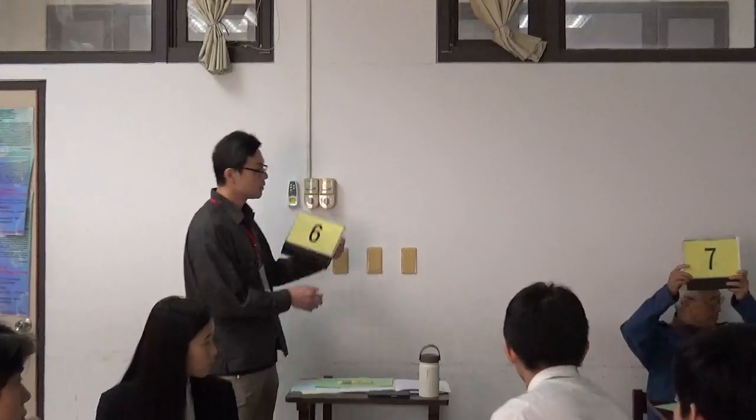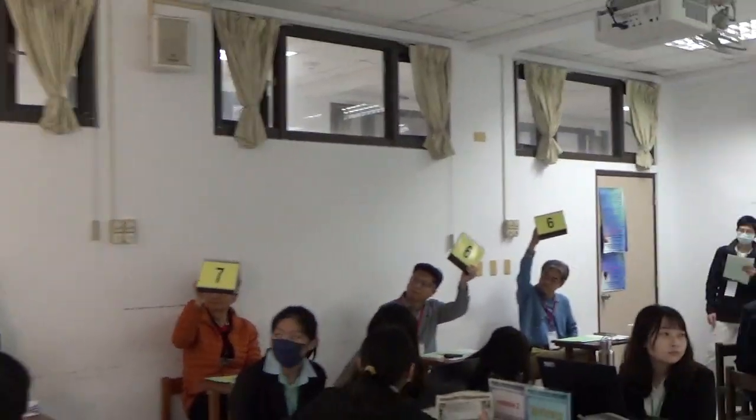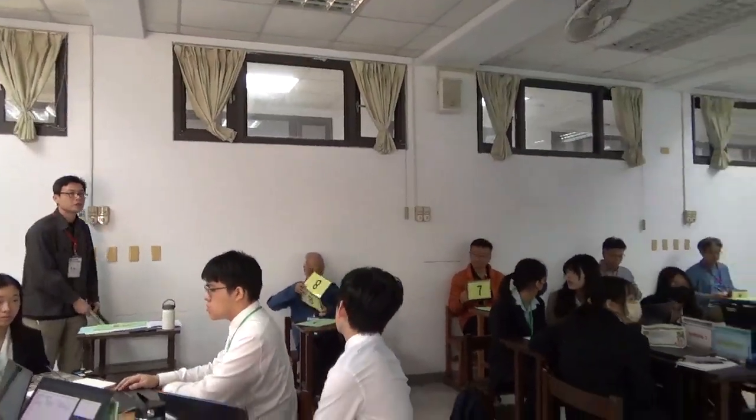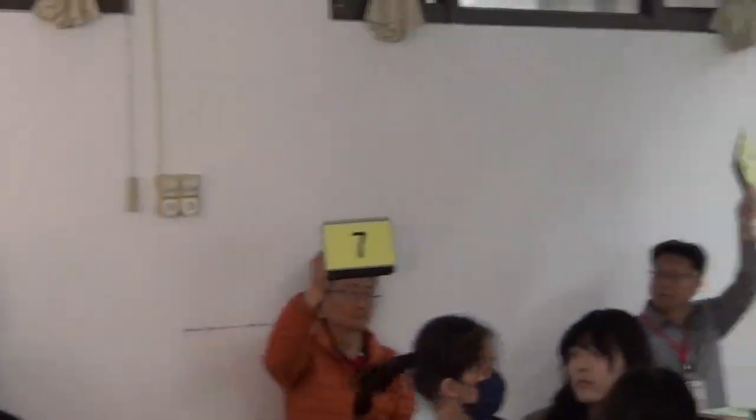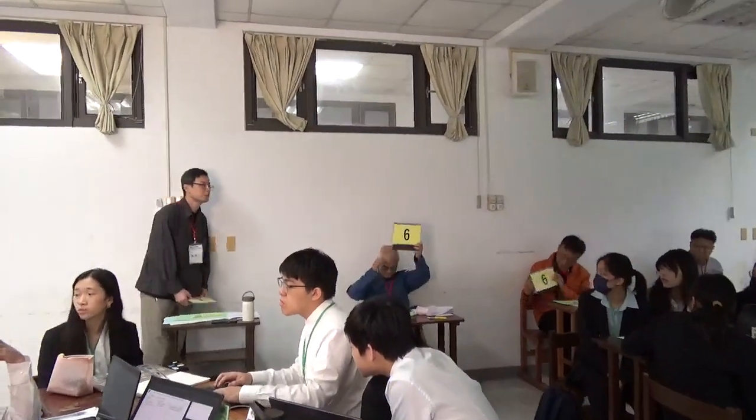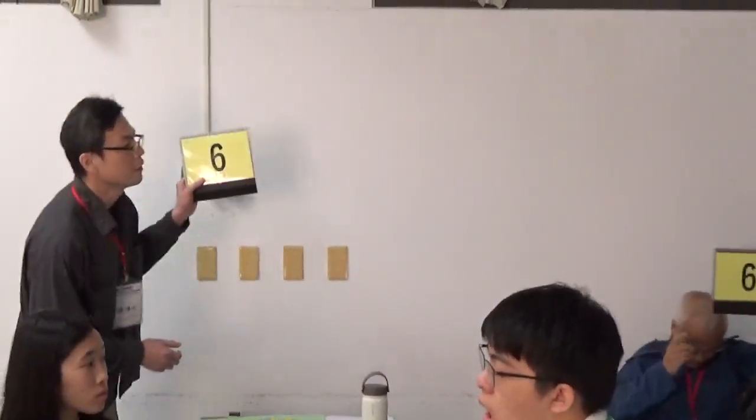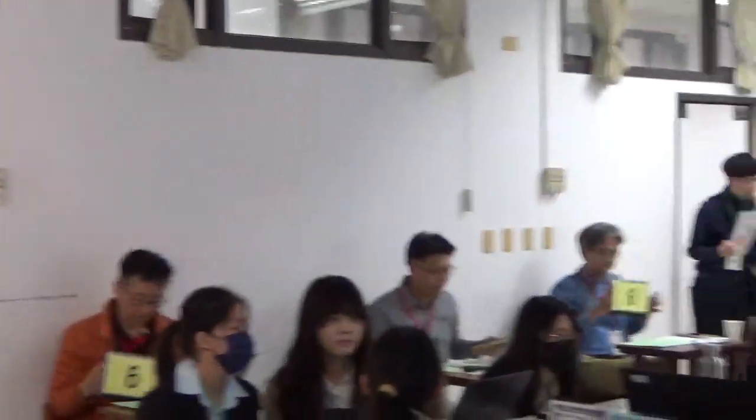Right, so it's time for the reporter. So 6, 7, 7, 6, and 6. Now for the opponent: 6, 8, 7, 5, 5. Now for the reviewer: all 6. Okay, thank you everyone.